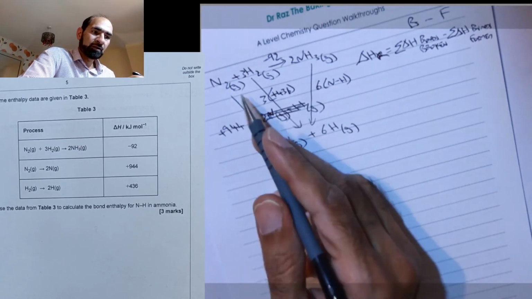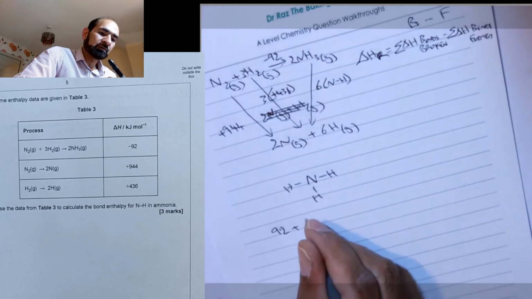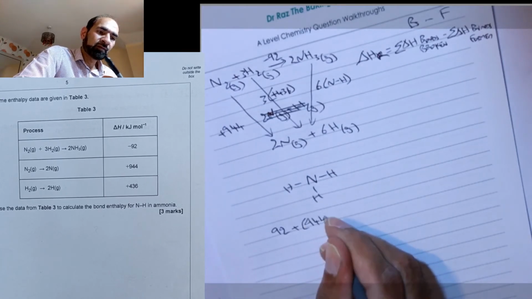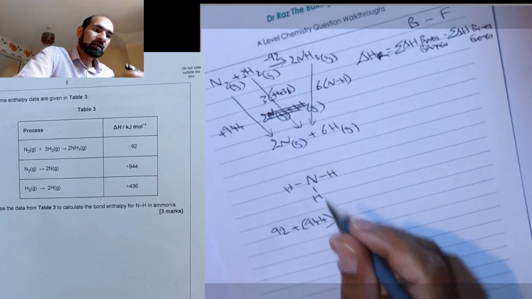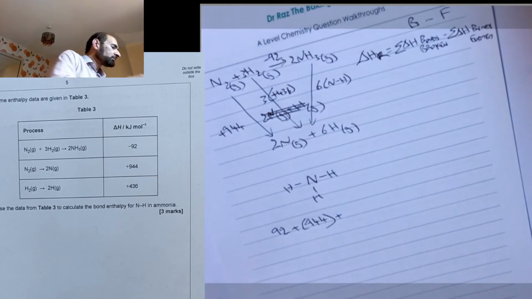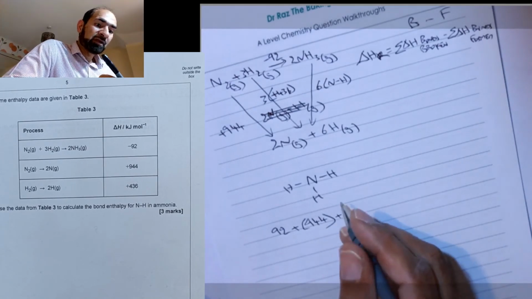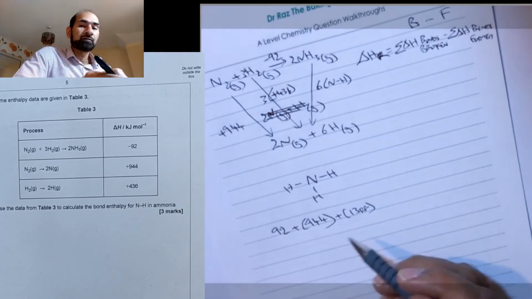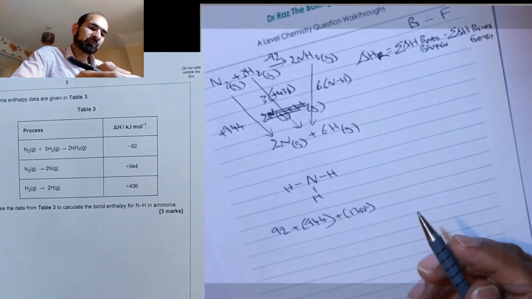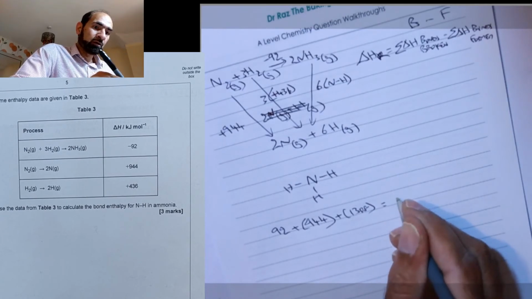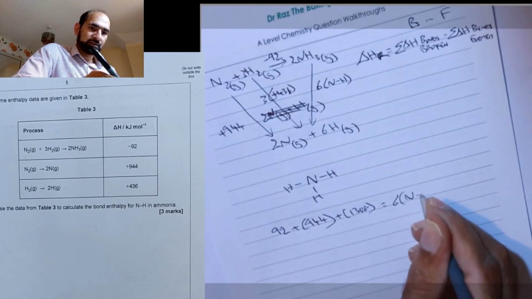Plus, I'm going with the arrow, so the sign remains as it is, plus 944. Plus, now obviously I need to multiply that out, and so if I do that now, 1308. Okay, that's plus 1308. Why? Because I've not changed the sign, because I'm going with the arrow. Okay, so 1308, and that must equal what? That must equal 6 nitrogen hydrogen bonds.